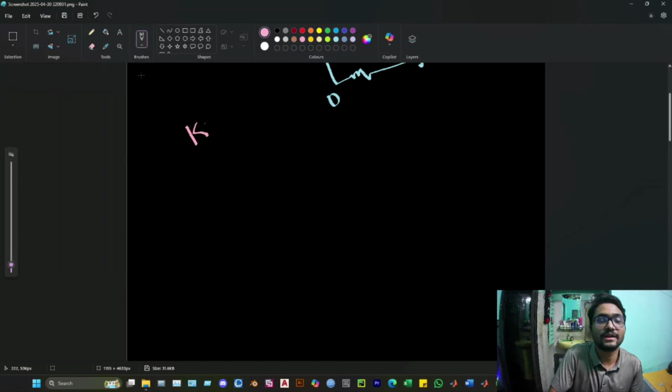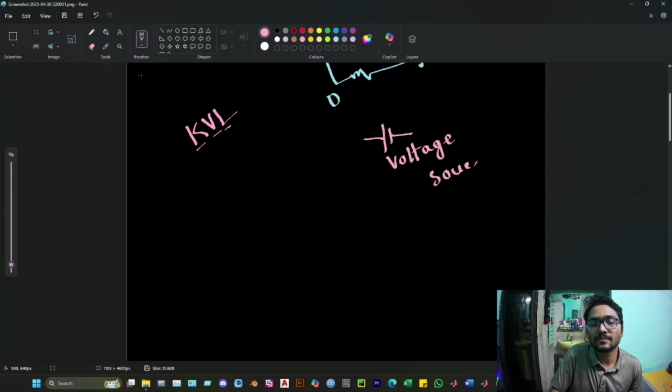Okay, so first, if we want to understand what is KVL or Kirchhoff's voltage law, we need to know what the scientist Kirchhoff said. KVL stands for Kirchhoff's voltage law. So if we want to understand this, we have to know that a battery or a voltage source can do two things. It is a voltage source.